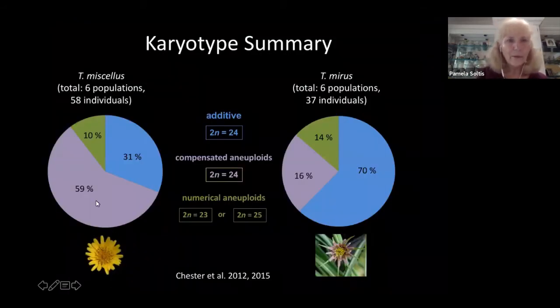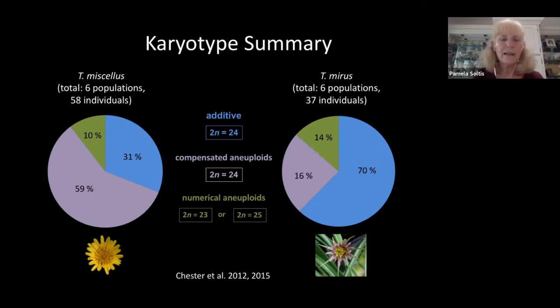So when we summarize the data, in fact, for Tragopogon miscellus, only 31% of the individuals had additive karyotypes, 10% were numerical aneuploids, but 59% were these compensated aneuploids. And these are a type of polyploid that couldn't be detected with traditional chromosome squashes.